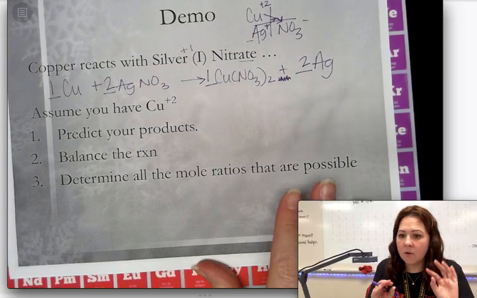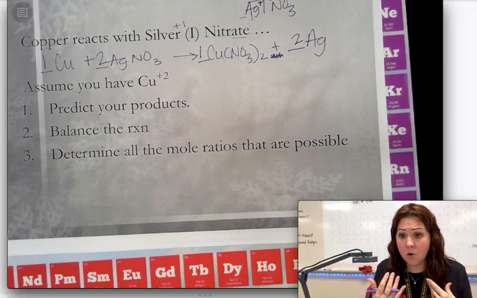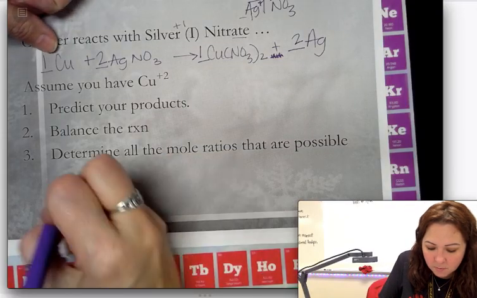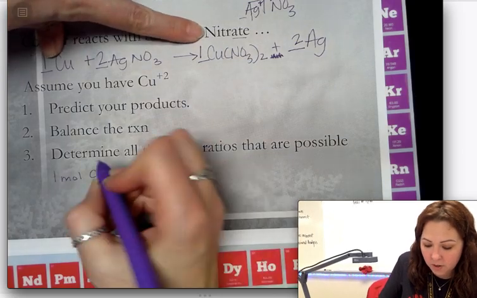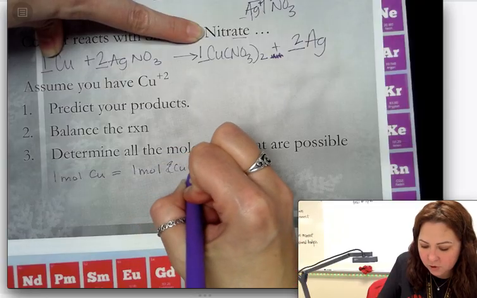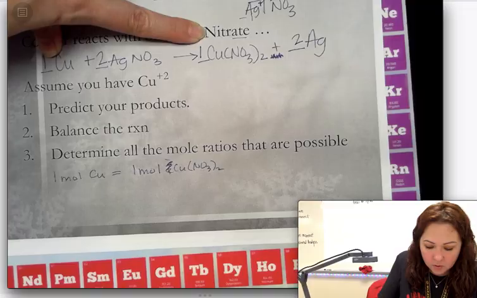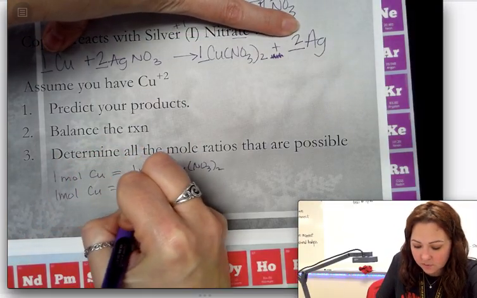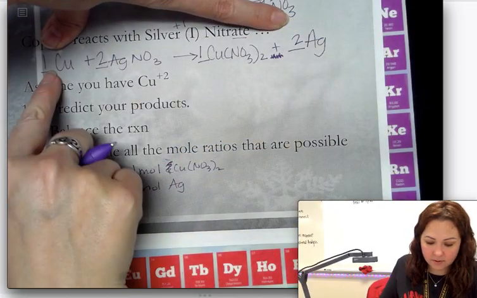Now, normally it would tell you, hey, you're dealing with this and this, or whatever 2 components. It just wants to know what are all the mole ratios. Typically, you won't have to do that. So this is 1 mole of copper will produce 1 mole of my Cu(NO3)2. A different mole ratio: for 1 mole of copper, I'll produce 2 moles of silver. So again, this number is the same as here. This number is right there.